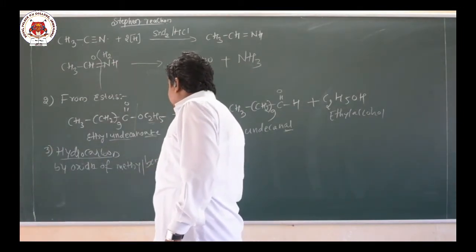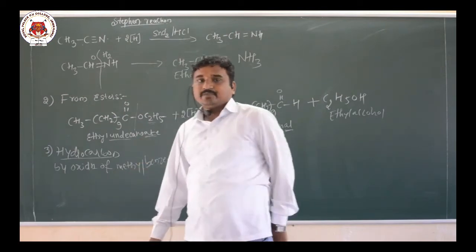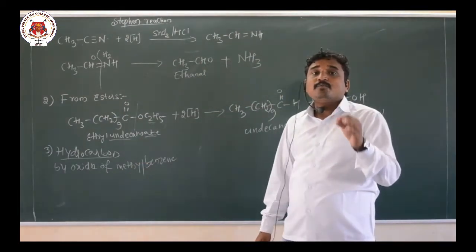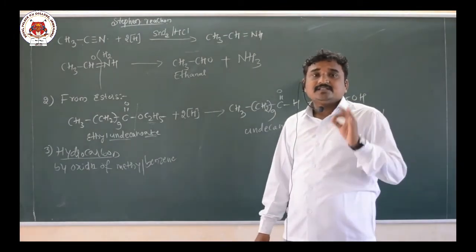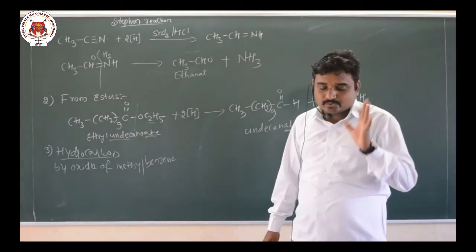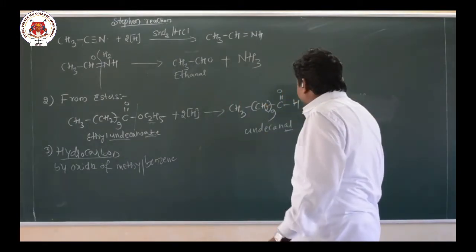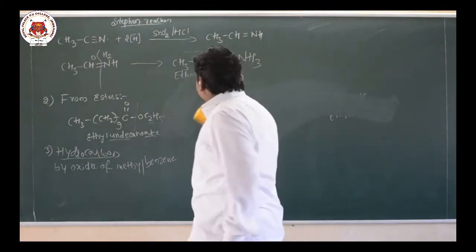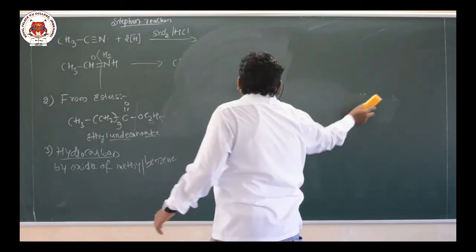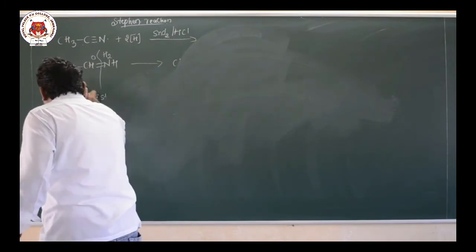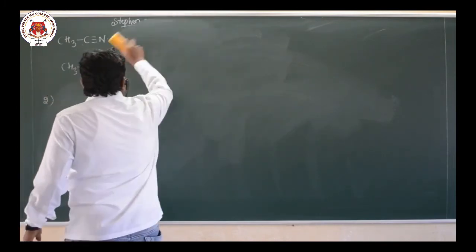Now methyl benzene means toluene, which undergoes oxidation by using chromyl chloride, that is CrO2Cl2. So that is called chromyl chloride. I will write here, chromyl chloride. Which on acid hydrolysis gives benzaldehyde. So this is the method of the preparation of the aldehyde from hydrocarbons.